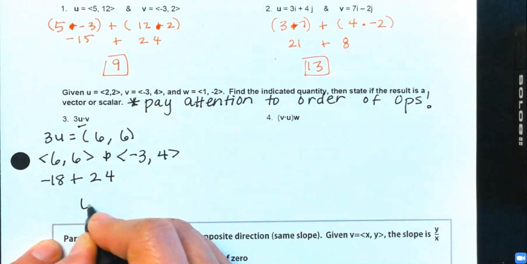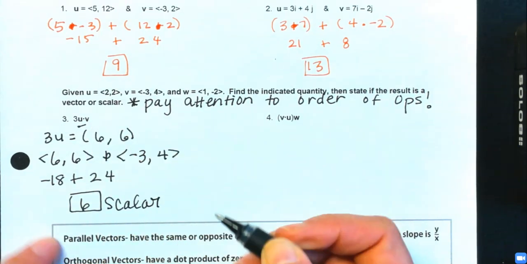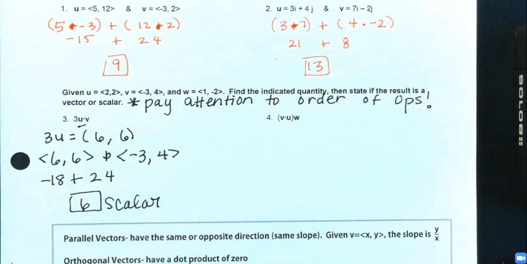So negative 18 is the product of 6 and negative 3. 24 is the product of the two y values together. So we know that ends up being a 6. And since 6 is a single number, we know that that's going to be a scalar amount.